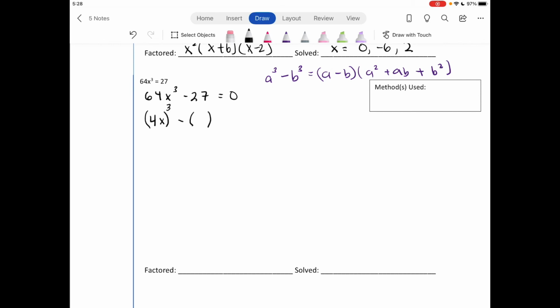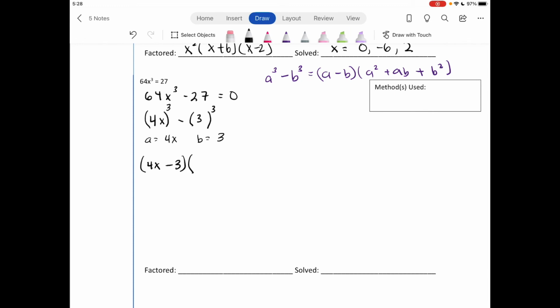Then to get to 27, well, 3 times 3 is 9, 9 times 3 is 27, so 3 cubed is the same thing as 27. Now we know that our a value is 4x, and that b value is going to be a positive 3. And we can plug it into the difference of cubes formula. So we'll have 4x minus 3.